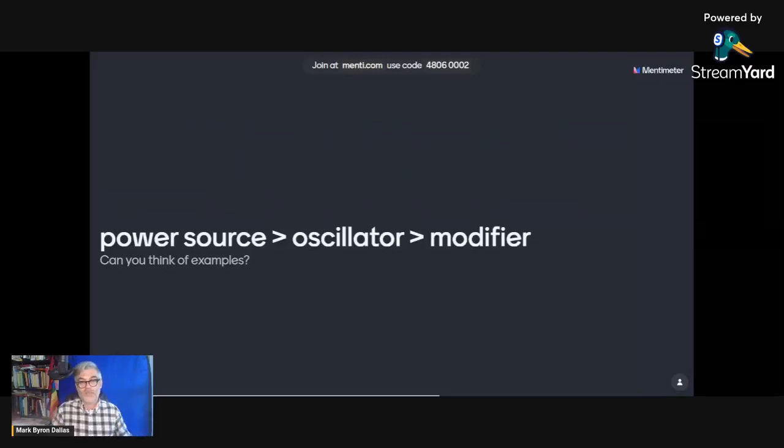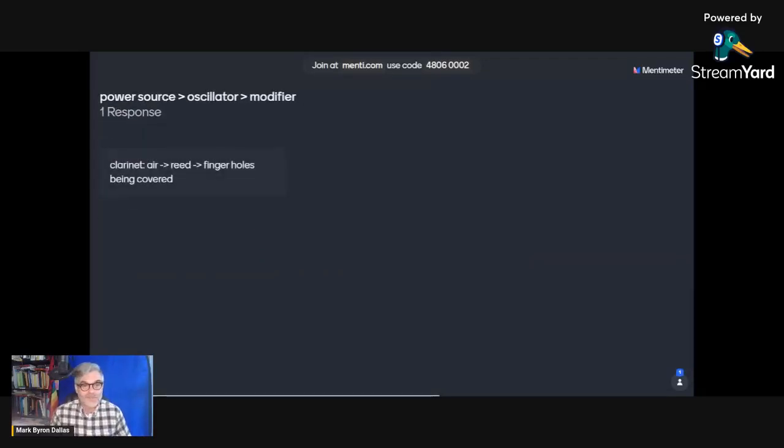Okay, so I'll give you a minute or so to think of some other musical instruments and just put what the power source is, and the oscillator, and the modifier. And just think of one example of a musical instrument. It could be one that you play, or if you're like me, it could be one that you've seen people play.